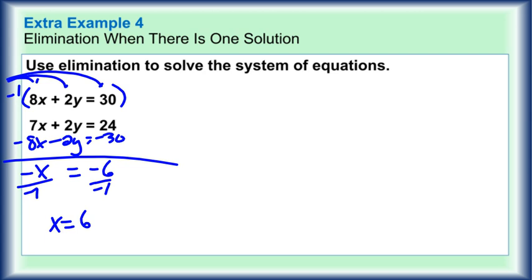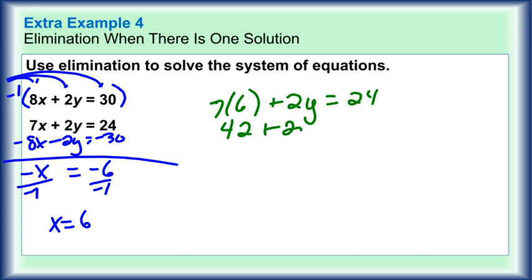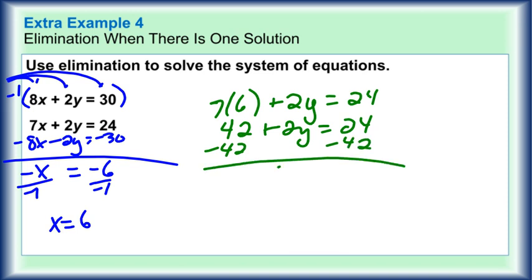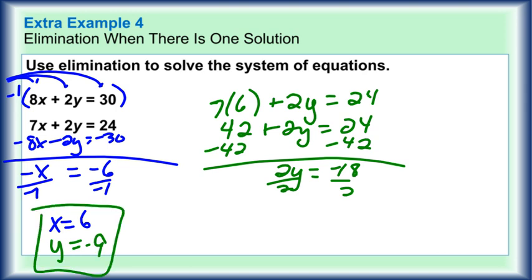Substitute that in for x in one of the variable equations. I'll use the bottom one this time. So 7 times 6 plus 2y equals 24. 42 plus 2y equals 24. Subtract 42. Now I have 2y equals 24 minus 42, which is negative 18. Divide by 2, our y would equal negative 9.